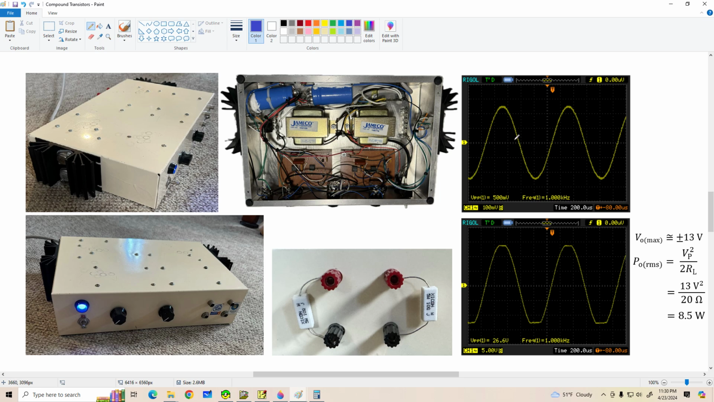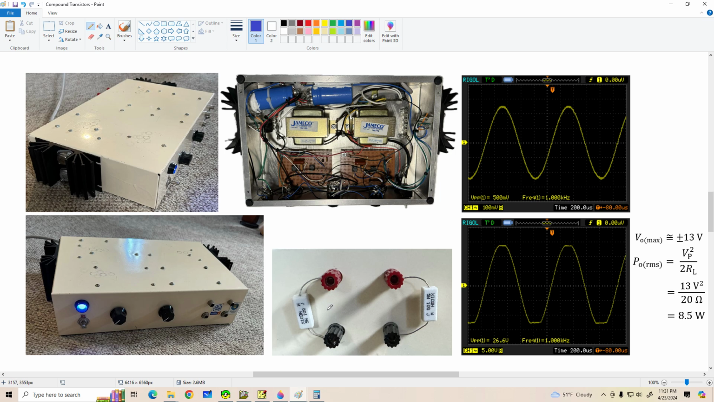Then I turned the amplifier up and drove it into clipping, and we got a maximum output of about 26 volts peak to peak. That's with a plus and minus 15 volt power supply on each amplifier. So we're getting about 26 volts peak to peak right at the verge of clipping. And when I do the calculations into a 10 ohm load, that's a power output of about 8.5 watts per channel. Not too bad.